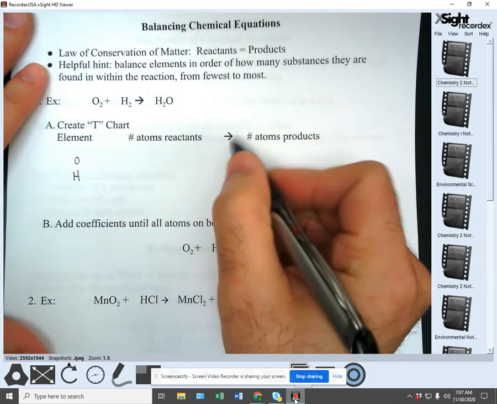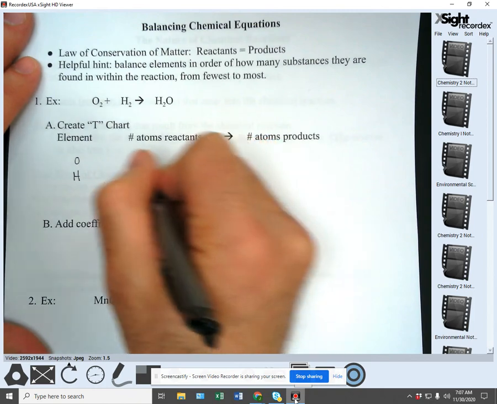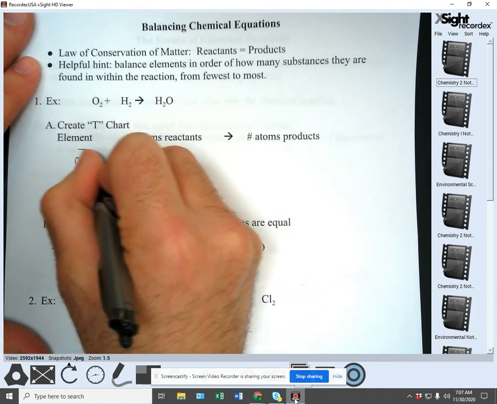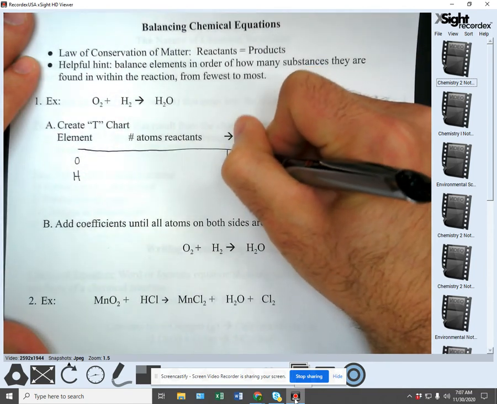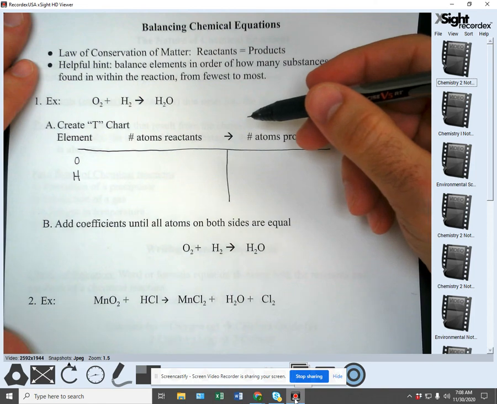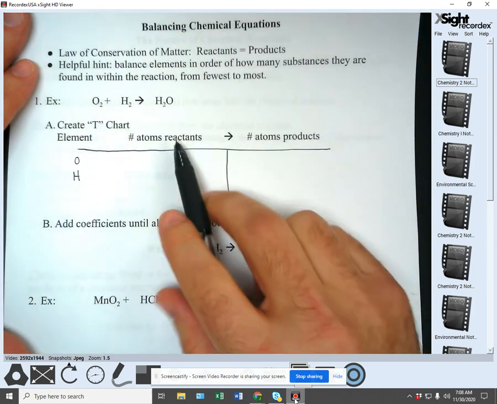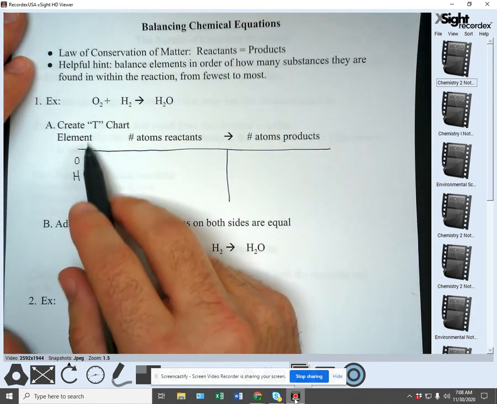Okay, now I'm going to create a T-chart. So let's do this. The line down here where the arrow is is like the equal sign. So the number of atoms of reactants has to equal the number of atoms of the products. So we start counting how many we have.